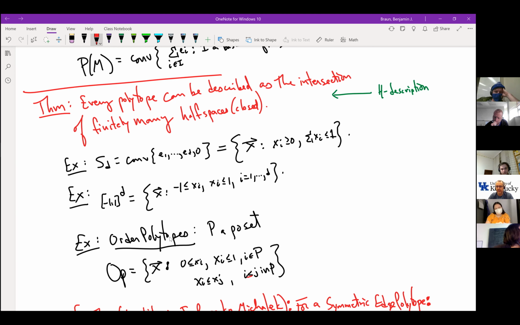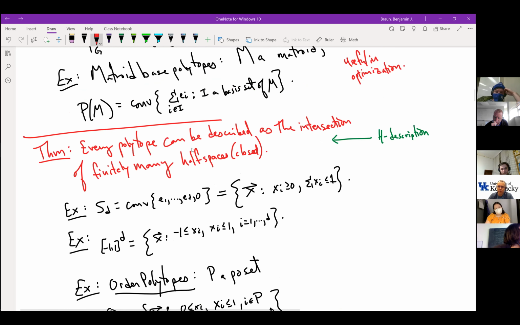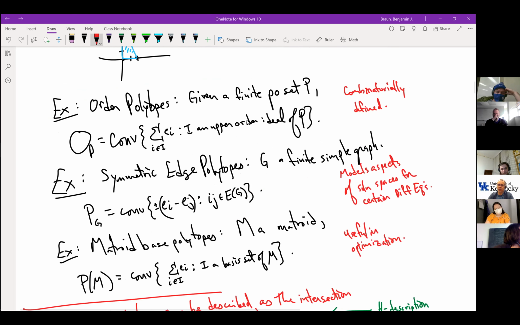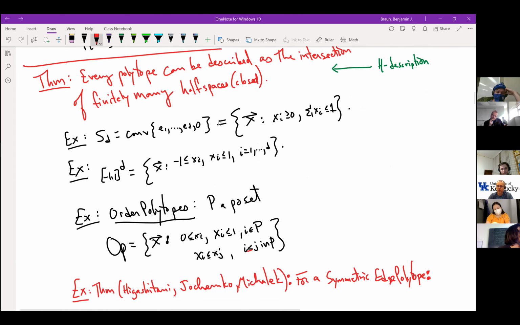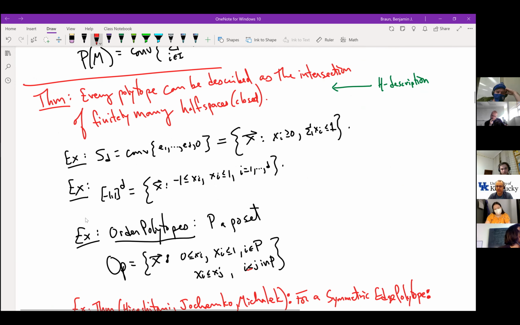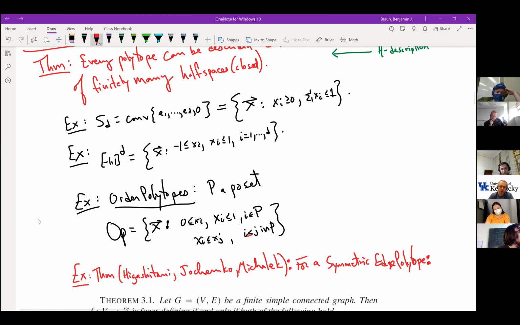So again, you'll notice here that for order polytopes, the vertex description is combinatorial in terms of the upper order ideals, and the half space description is combinatorial in terms of the relations. This happens quite often. And the thing I don't want to do is give you the impression that somehow the half space descriptions are always really nice. So let me show you one more of these.